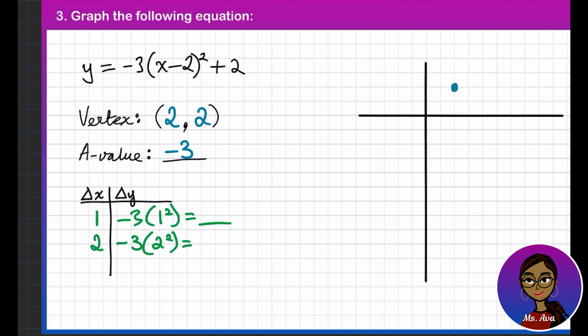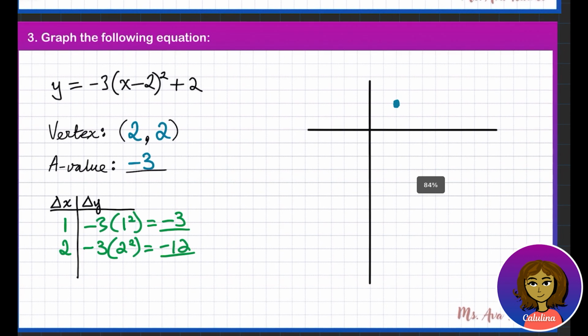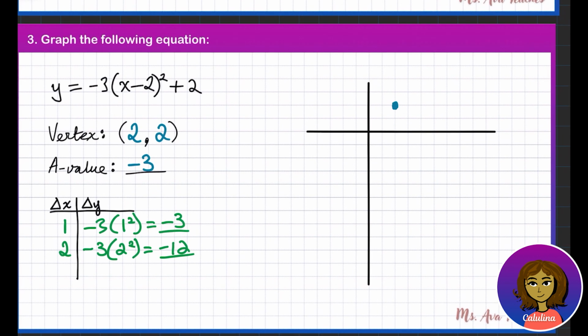Perfect. Okay, tell me what the numbers are going to be. Okay, so the first one is going to be negative 3. And then the second one, is that going to be negative 12? Yes. Okay, so then now we can just go ahead and graph those. So that'll be like a 1 over on the right and left is going to make you go down 3. Yes. And then if you go 2 over from the vertex, then you're going to go down 12. That is correct. So that is going to put us right here.